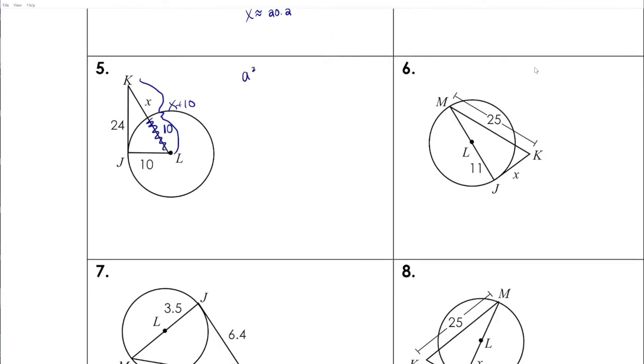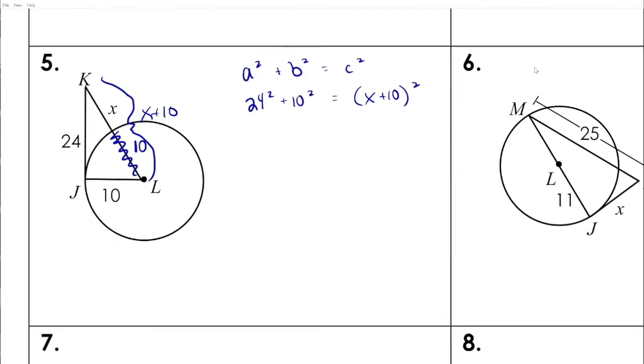All right, so remember, we're using Pythagorean theorem. A squared plus B squared equals C squared. So we get 24 squared plus 10 squared equals (x plus 10) squared. There it is. But don't panic. You can solve it using the square root property. Okay, 24 squared is 576. 10 squared is 100. And we're going to leave that binomial attached. We don't want to really mess with that yet. So we get 676 equals (x plus 10) squared.